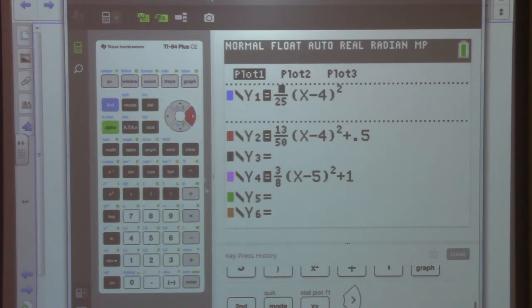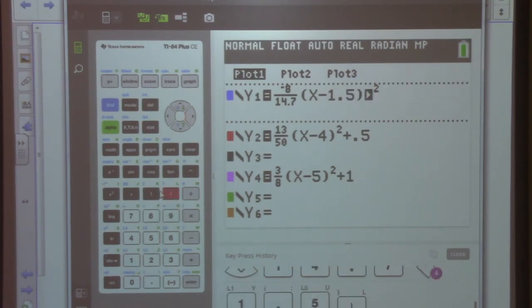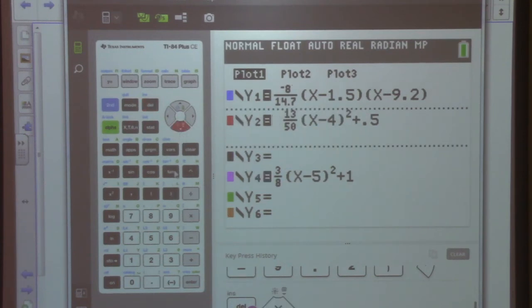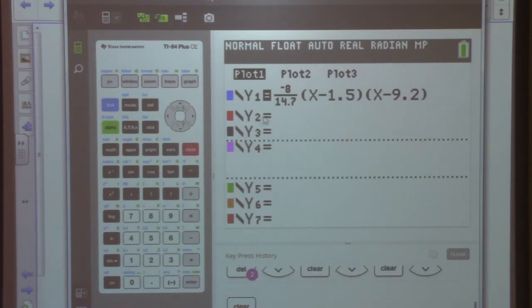So I'm going to go here and just do this blue one. I'll put negative 8 over 14.7. And then over here I'm going to put x minus 1.5, x minus 9.2, and just like that, delete that one out. And then I'll go down here and delete these too. Clear, clear. So now we'll see if it matches. It should hit the x-intercepts.